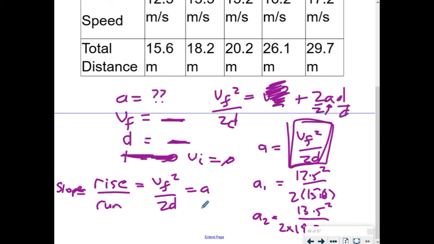Isn't that kind of cool? So we're going to show you how to do this on a graphing calculator, because doing it by hand kind of sucks, let's be honest. No one likes graphing by hand. We have computers, let's use them.